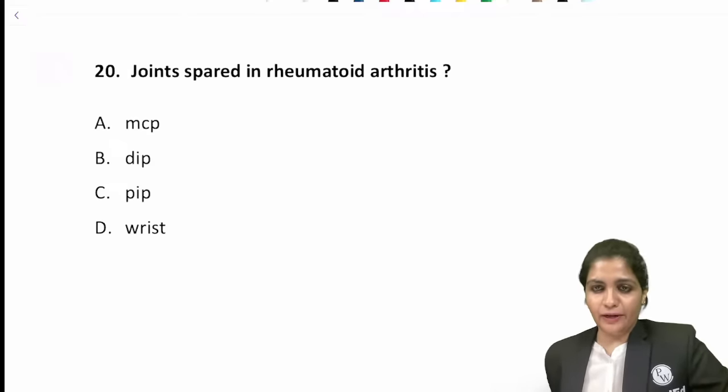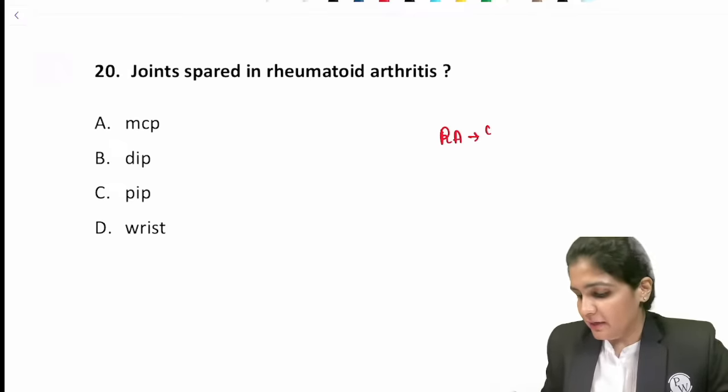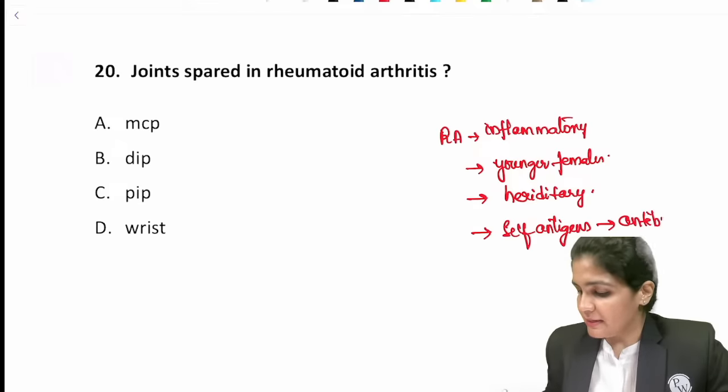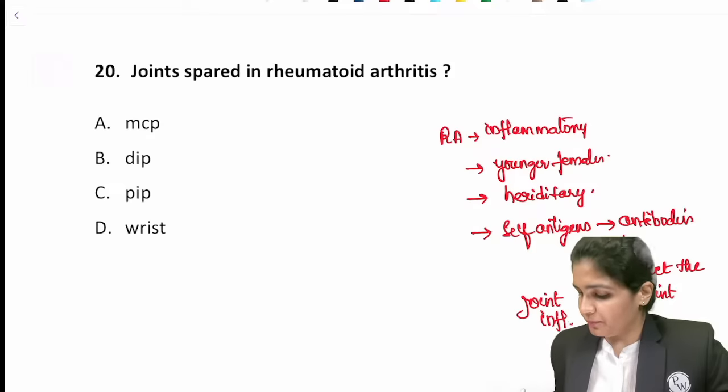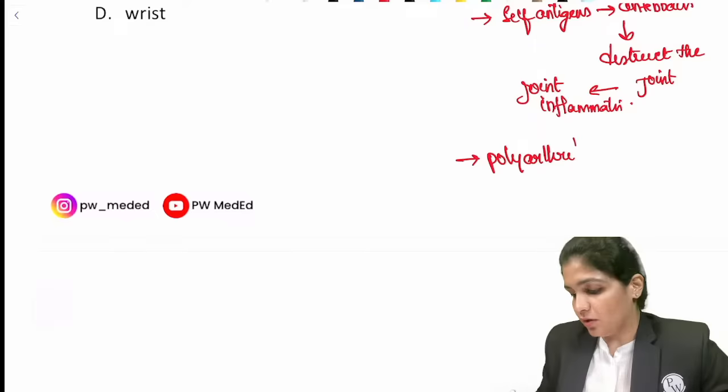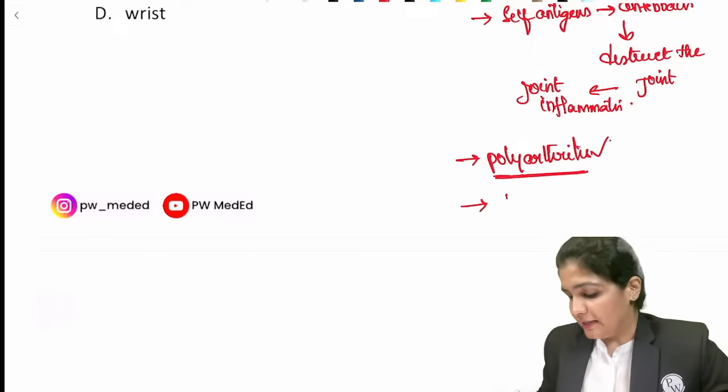Next question is joint spared in rheumatoid arthritis. So what is rheumatoid arthritis? It is again an inflammatory condition. What does that mean? It is usually seen in younger females. It is somewhat hereditary, and the self antigens will produce antibodies and these antibodies will destroy the joint, resulting in joint inflammation. In rheumatoid arthritis it is polyarthritis or polyarthralgia. So multiple joints are involved and there should be involvement of at least one or two hand joints.